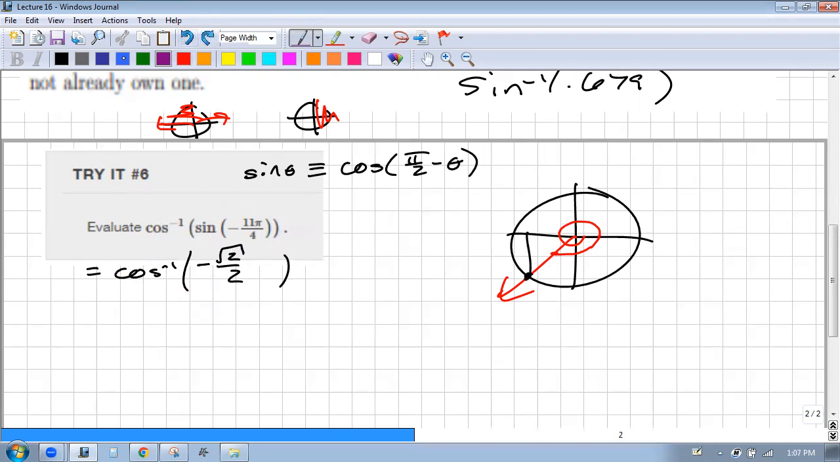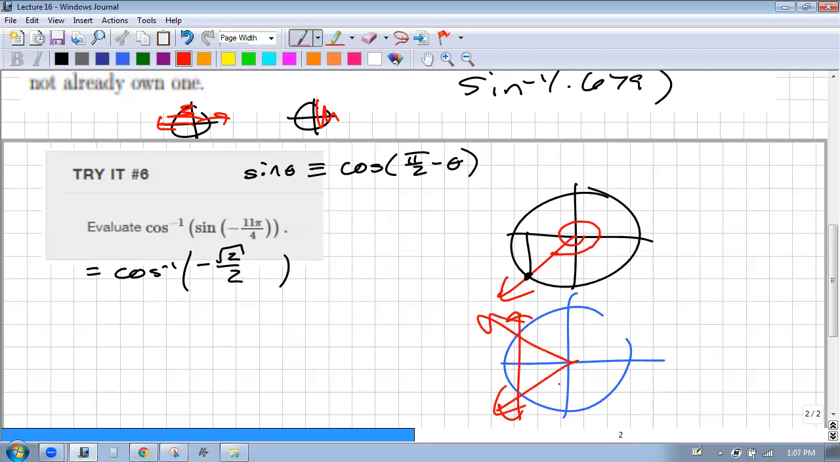So it thinks, okay, what angle did this come from? Well, cosine is the x coordinate on the unit circle. So if I look at all the x coordinates with minus root 2 over 2, those are the possible angles whose cosine is minus root 2 over 2, but cosine inverse always gives us the one between 0 and pi. So it's going to give us 3 pi over 4.